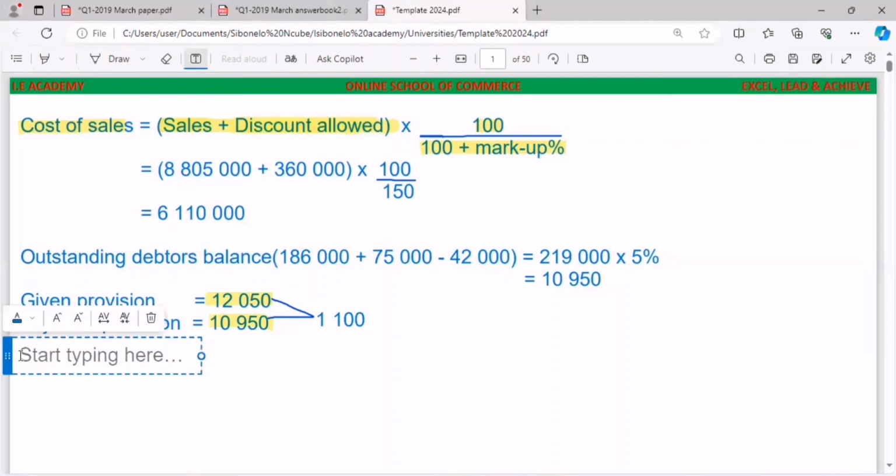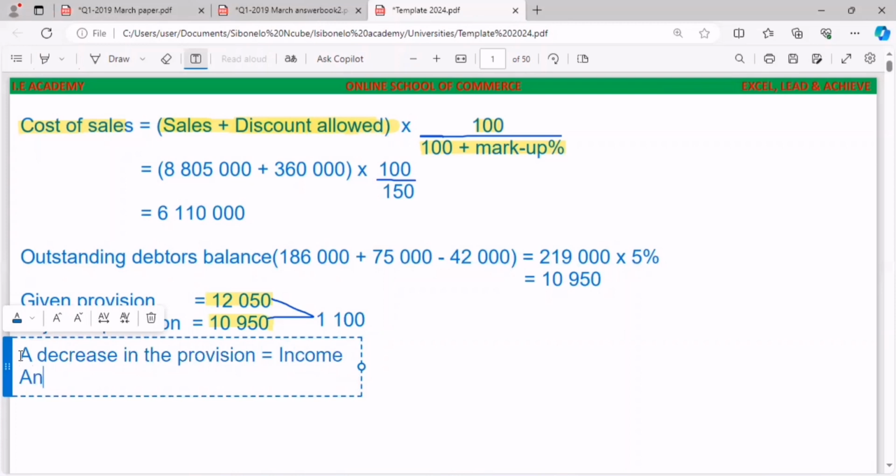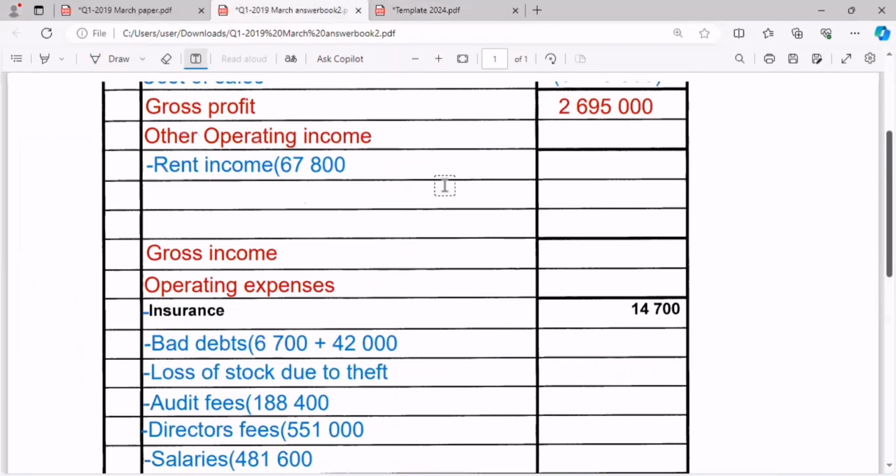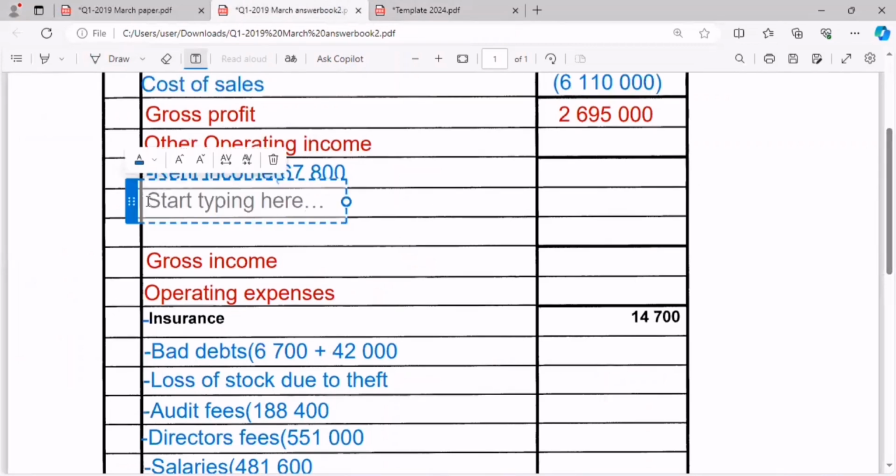So let me write it for you. A decrease in the provision for bad debts is an income, and an increase in the provision for bad debts is an expense. So this one, guys, is an income because the provision has decreased from 12,050 to 10,950, and it has decreased by 1,100. So now we are going to the income section. We have the operating income section. Now we are adding the provision.